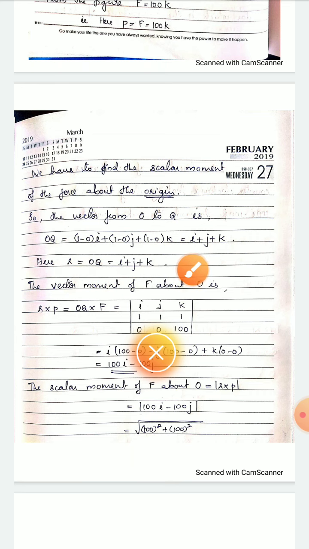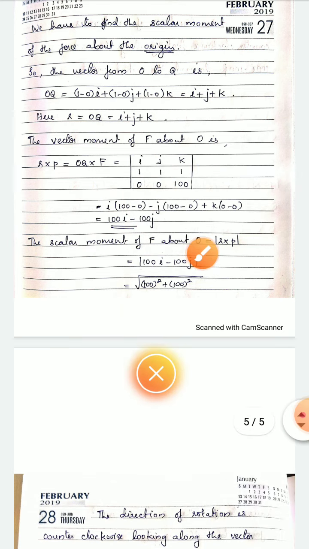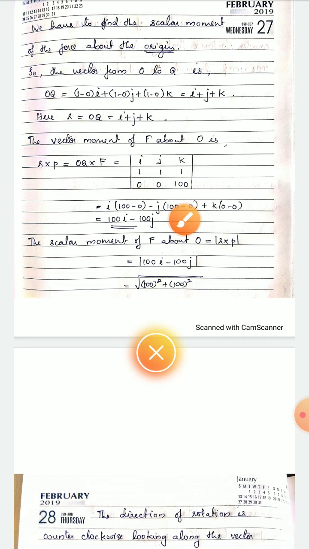So both vectors r and P are known. First we find the vector moment. The vector moment is r cross F, and the scalar moment is its modulus. So the vector moment of F about O is r cross F, that is OQ cross F, the determinant with i, j, k, and OQ is i plus j plus k, so the components are 1, 1, 1, and the force is 100k, so the i component is 0, the j component is 0, and the k component is 100. Evaluating this, we get 100i minus 100j.